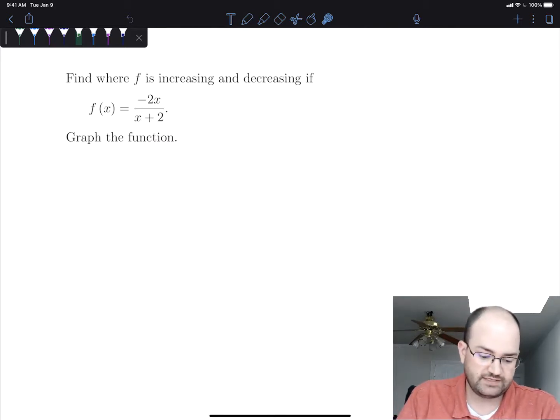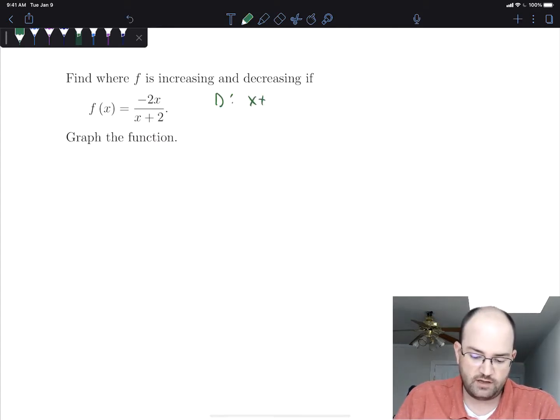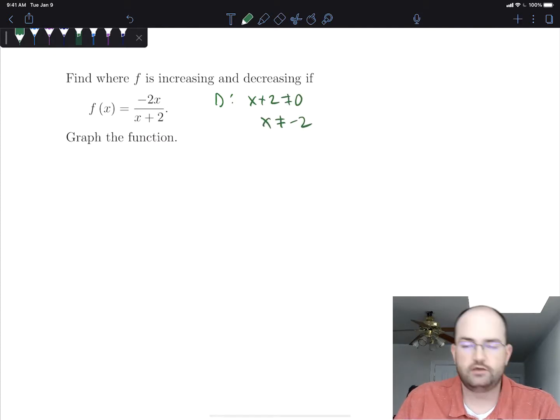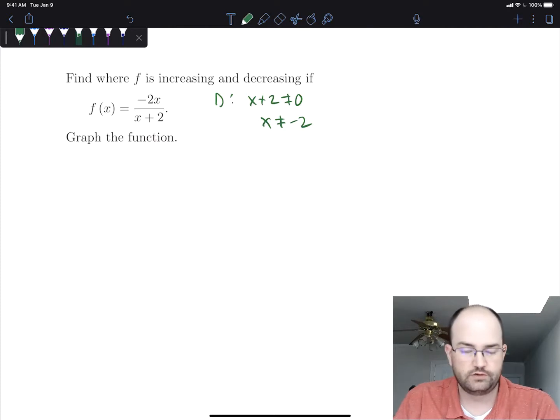That means we want to find some critical numbers, but first I actually want to find the domain of the function. The domain here occurs wherever the denominator is not equal to 0, which means x cannot equal negative 2 here. So there you go. That's our domain. X is not equal to negative 2.